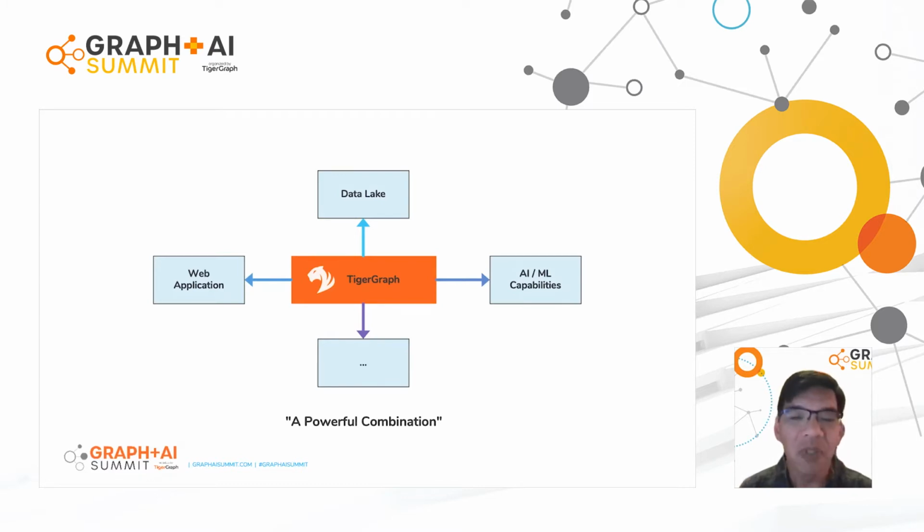So TigerGraph is essentially a data and analytics resource, but any full enterprise solution may call for more. And that's why the combination of TigerGraph and Azure is so important.